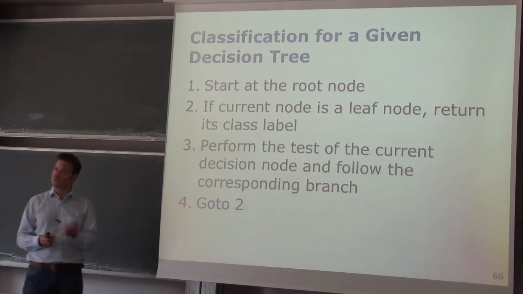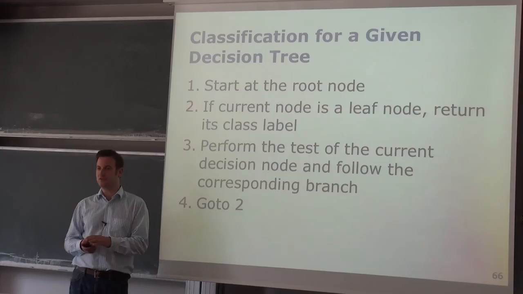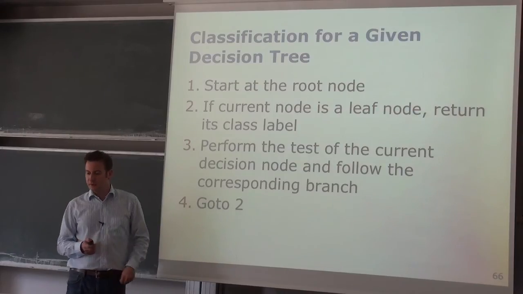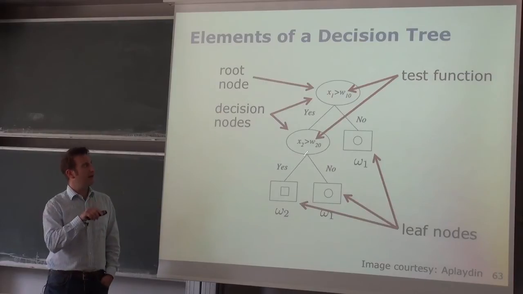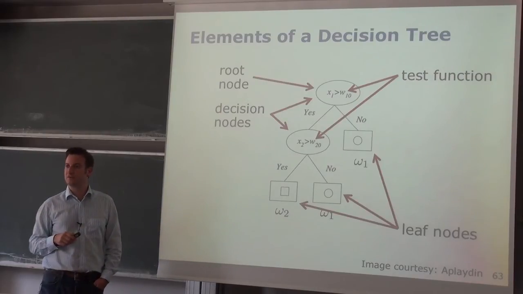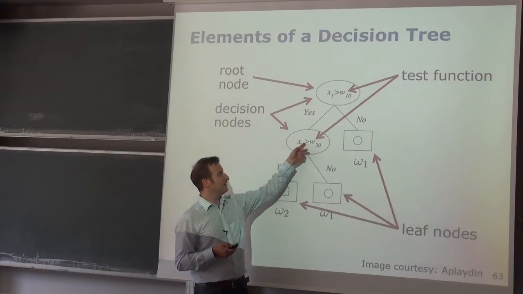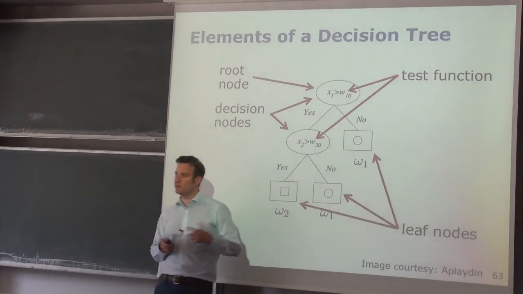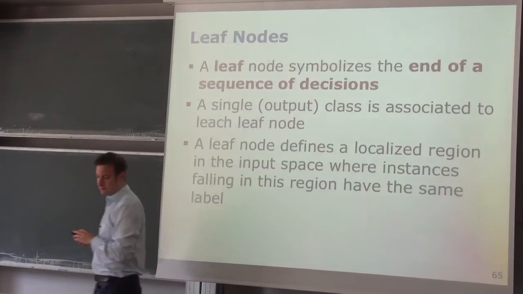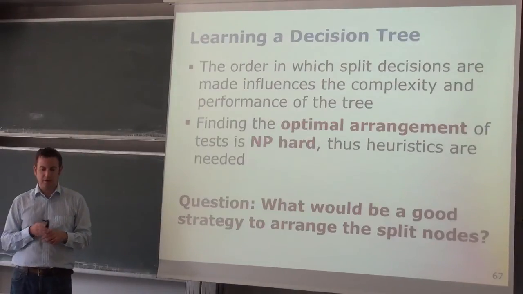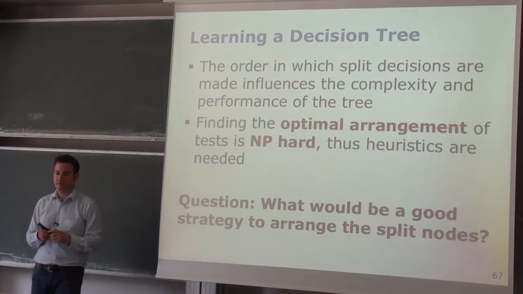Okay, so the next question, once we understood how to use it, is how do I obtain such a tree? How does the structure look like, and what are the test functions? So let's say my test functions are just "is larger than a certain value." Then how do I determine the threshold? So the next thing we want to look into is how to learn the decision tree.